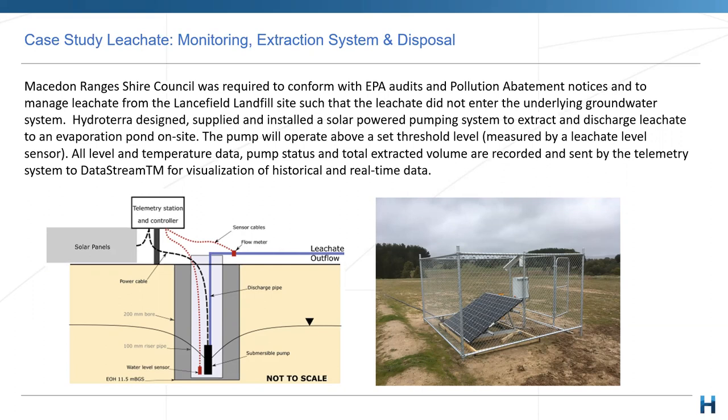So what happened is they engaged us to design a system with solar panels and a solar power pump, to extract the leachate out to an evaporation pond, probably 150 meters away from the bore. So we install a pump, and we install a level sensor, a smart sensor that controls the pump on and off based on the trigger level. And then we monitor the leachate being pumped out from the bore using a flow meter, and all this data is telemetered to our data stream portal online. So the client can always look at the leachate level and get alarms if it's out of control.